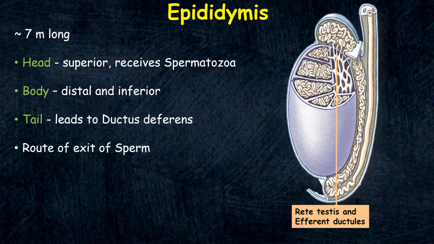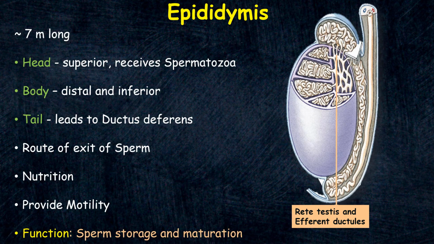The secretions of the epididymis provide nutrition to the spermatozoa and also help them mature. The non-motile spermatozoa become motile only when they pass through the epididymis. So the main function is the storage of the sperm and the maturation of the spermatozoa by making them motile.